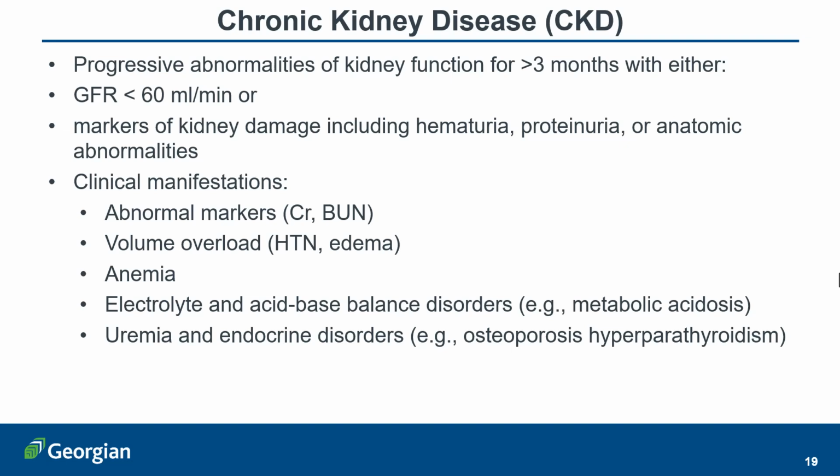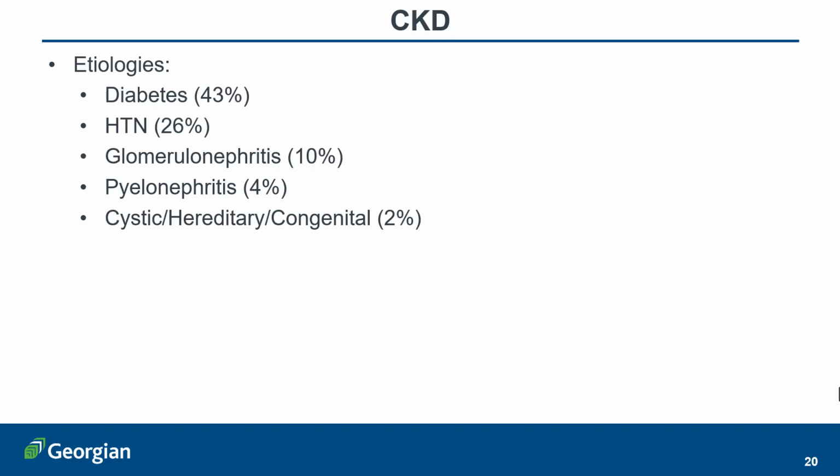Lastly, left long enough, chronic kidney disease will result in the so-called uremic syndrome. Uremia is simply the buildup of all these toxic metabolic byproducts in the body, as well as the development of various endocrine disorders. That's a little bit harder to explain, but for example, osteoporosis and hyperparathyroidism are far more prevalent in clients and patients with chronic kidney disease.